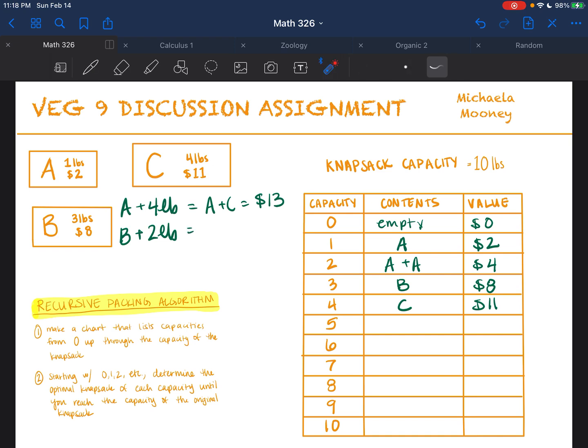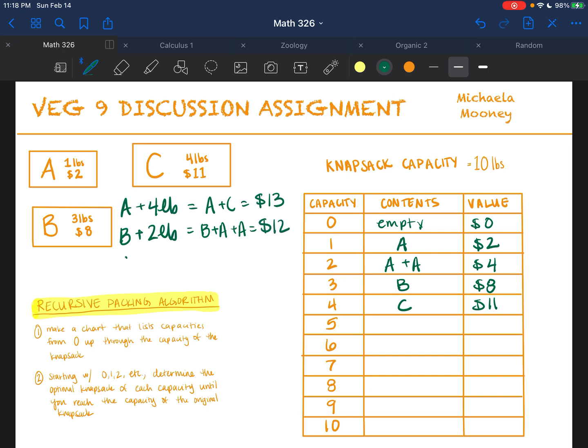And to fill that 2 pounds, we want to look for the optimal combination with the highest value, which we already found is A plus A, and that's worth $4. So we do our original B plus A plus A. And then $4 plus $8 is $12.